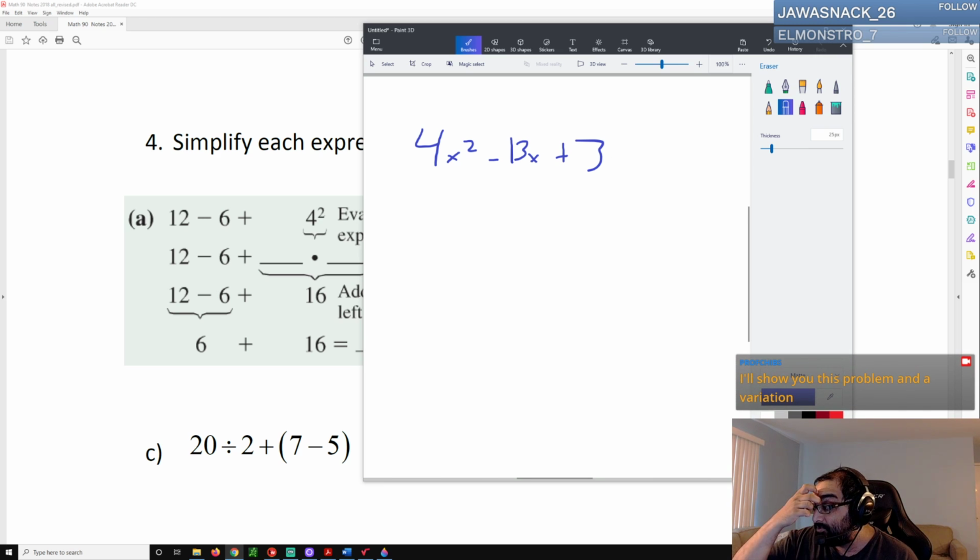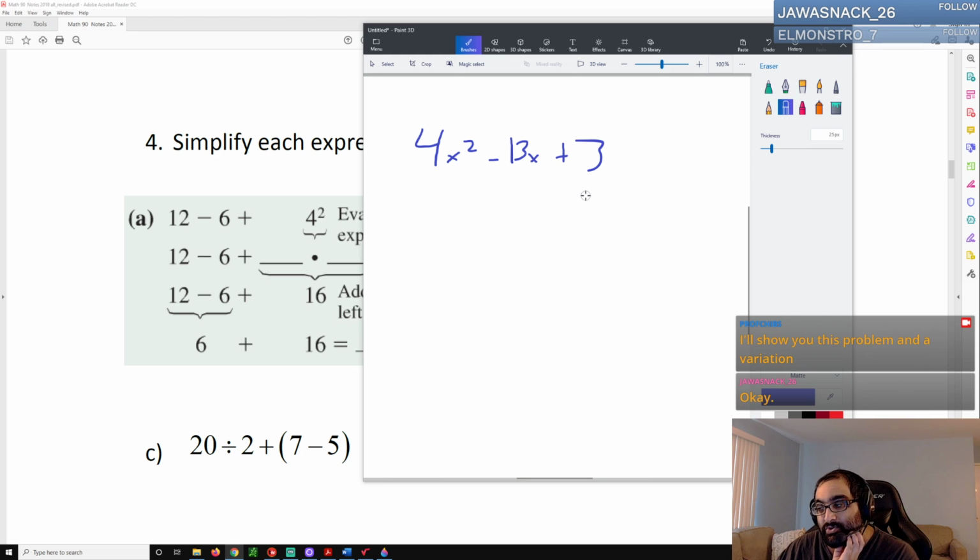Okay. So this is 4x squared minus 13x plus 3. And we have to go ahead and break this down appropriately into, as you say, two binomials. And we're going to use the AC method in order to do that. All right, so let's break it down step by step here, okay?